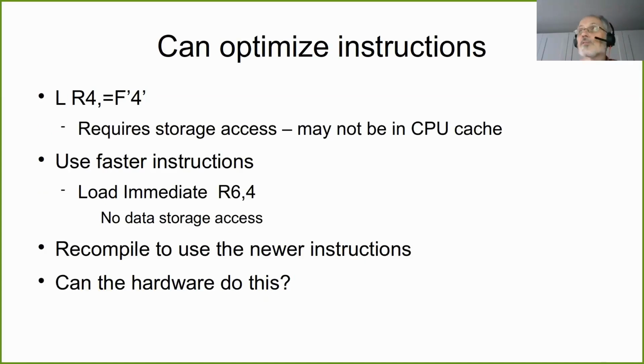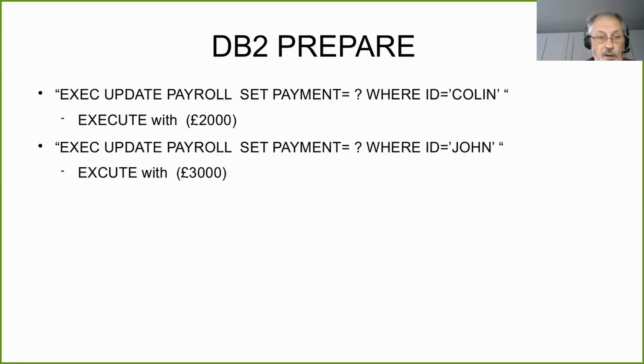Another thing is when I first took over the performance reins, someone said, compile your code on the latest compiler. Such things as load register 4 from the value of 4 require a storage access. But if you use load immediate, the value is actually in the instruction, so it's much faster. Okay, I'll skip over a couple of those quite quickly.